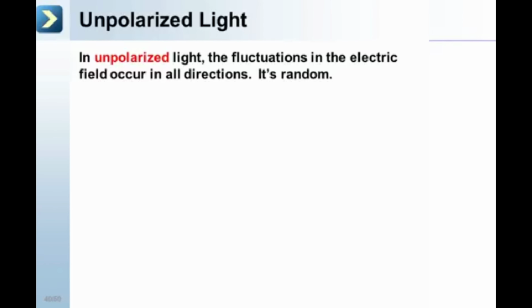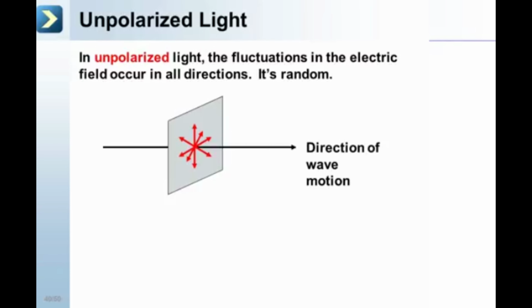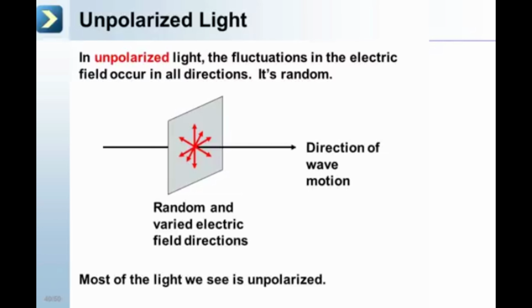Unpolarized light. In unpolarized light, the fluctuations in the electric field occur in all directions. It's random. As you can see here, the light beam goes one way, but those various electric field fluctuations occur in many directions. This would be an example of most of the light we see, light from a light bulb or light from the sun, say.